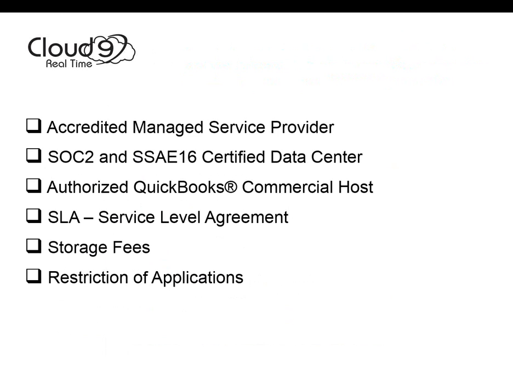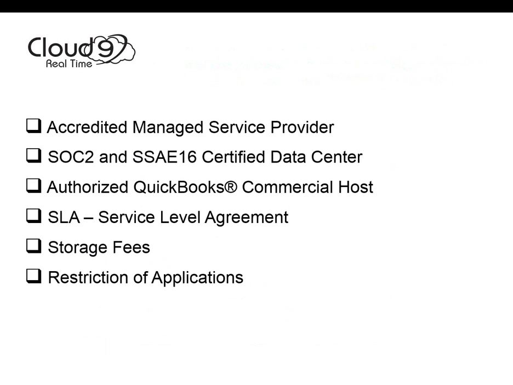Make sure they're an accredited managed service provider. Make sure they've got SOC 2 SSAE certified data centers. Make sure if they're going to be hosting QuickBooks, they're authorized. Intuit's strict about their licensing. So if you're with a host that isn't Intuit QuickBooks certified, they might shut that host down. It would be violating the QuickBooks license agreement otherwise.